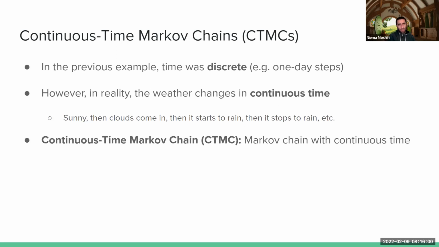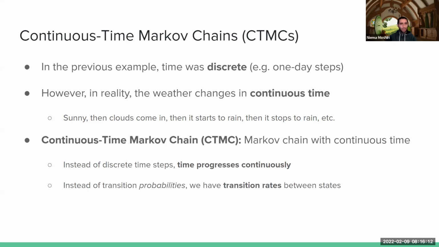So a continuous time Markov chain is literally a Markov chain, but instead of treating time as discrete, we treat time as continuous. Time progresses continuously instead of discretely. And instead of having transition probabilities, right? A probability is like flipping a coin and then something happens. But we don't have these discrete coin flips anymore. We have smooth transitions between states, but some transitions are faster than others. Transitioning from sunny to cloudy is going to be faster than transitioning from sunny to rainy directly. So instead of probabilities, we have rates. But the concept is all still the same.